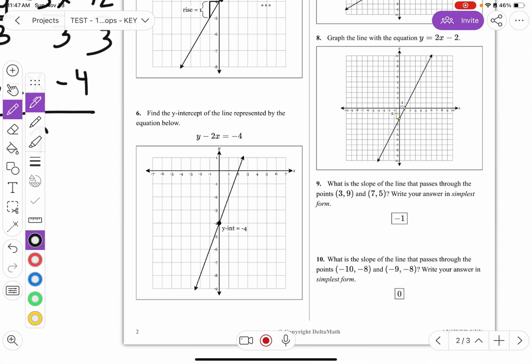How about this one? Find the y-intercept of this one. Well, whether the 2x is on the left or right, there's the intercept, the minus 4.